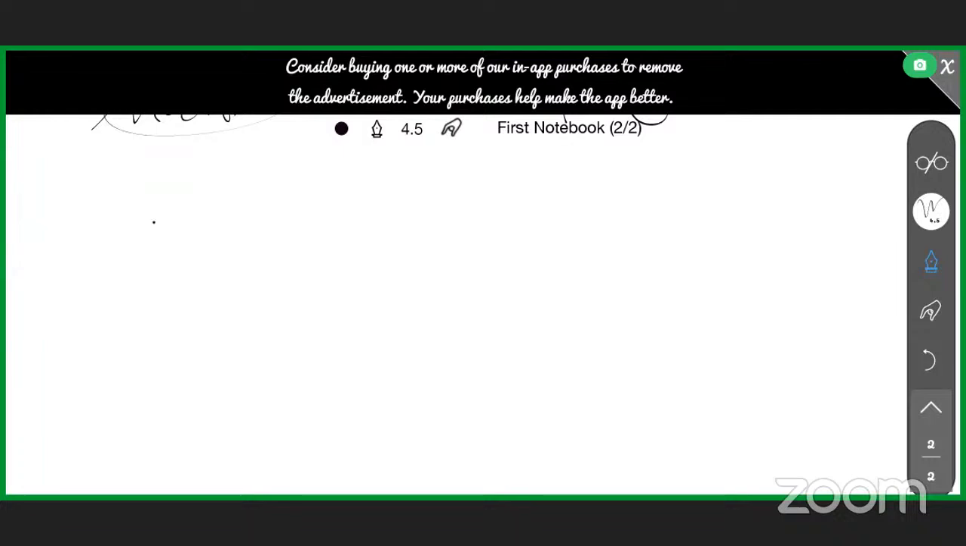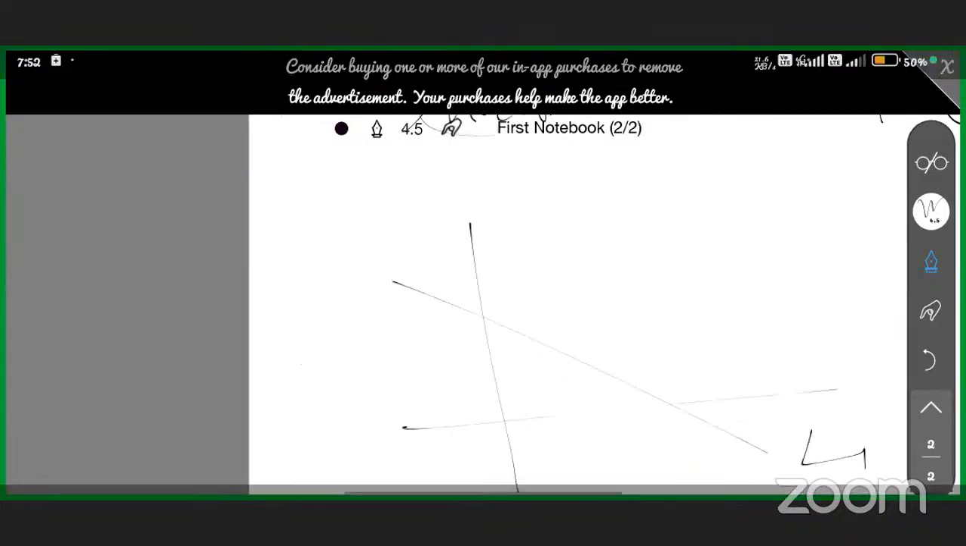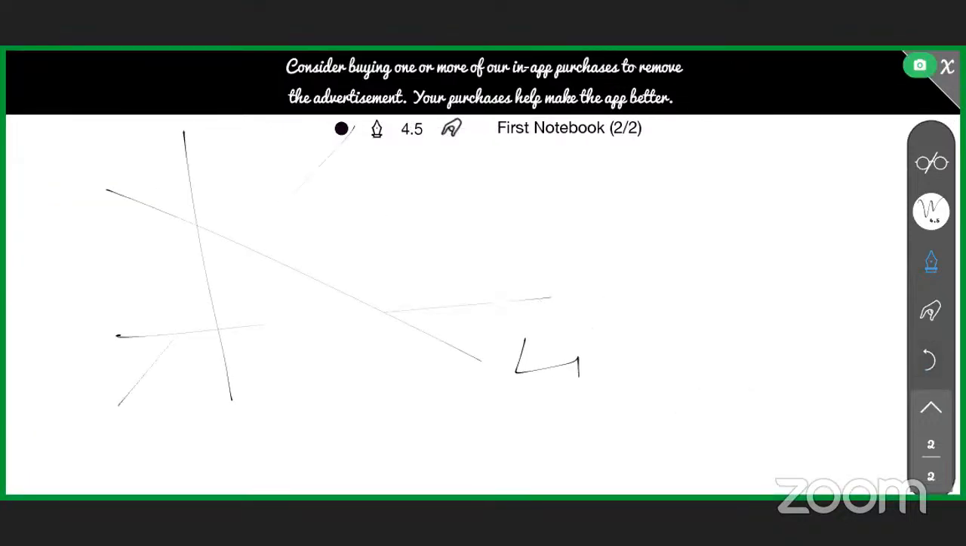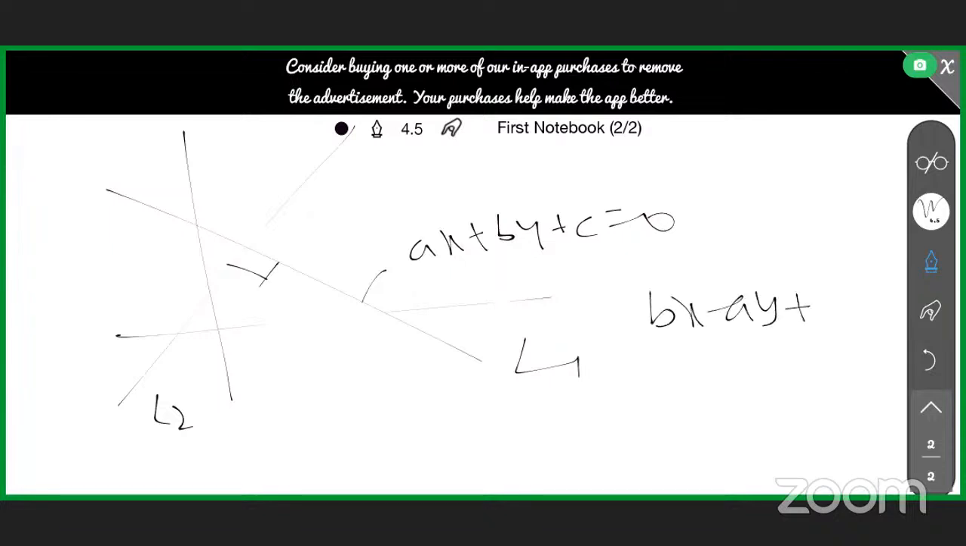Now let us say this is my line L1. There is one more line perpendicular to this L1, L2. If my L1 is equal to ax plus by plus c is equal to 0, what will be my L2? My L2 will become bx minus ay plus c is equal to 0.